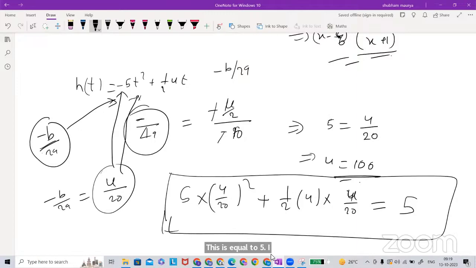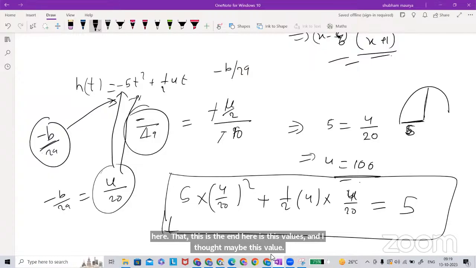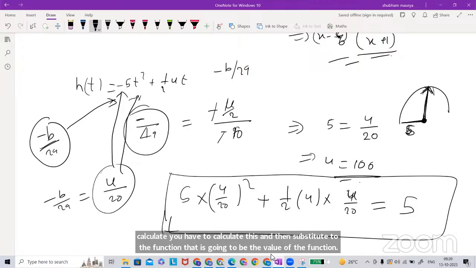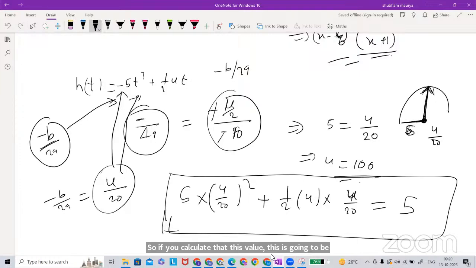I just calculated it here and thought this value was the function value. But if you want to calculate this value, you first calculate this and then substitute it into the function, which gives the value of the function. So this is u upon 20, as we just calculated. Now if you substitute it in the function, that is equal to 5, that is your height given, right? Is this clear now? Am I audible?